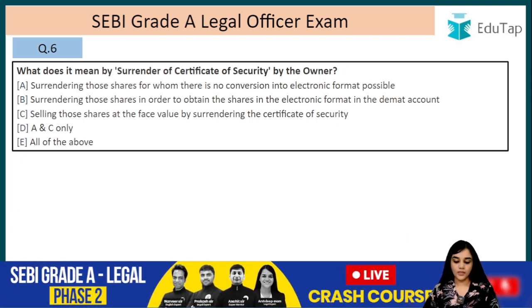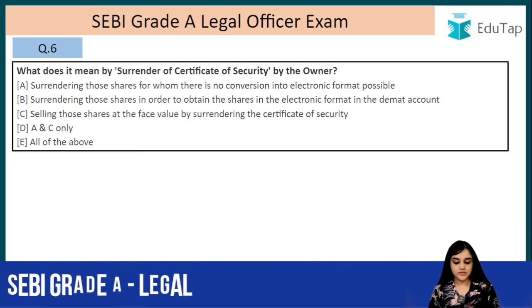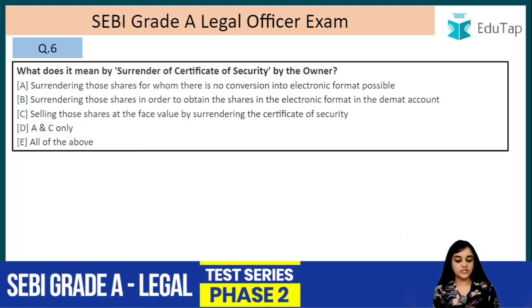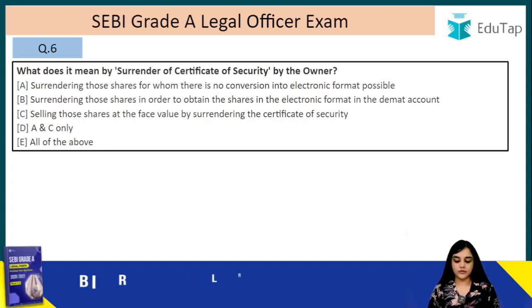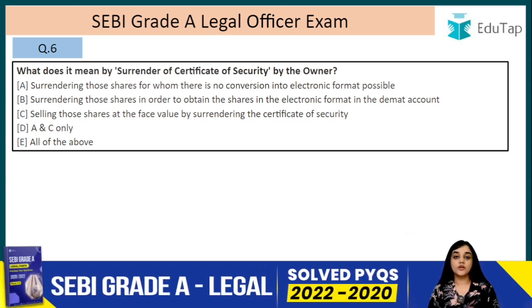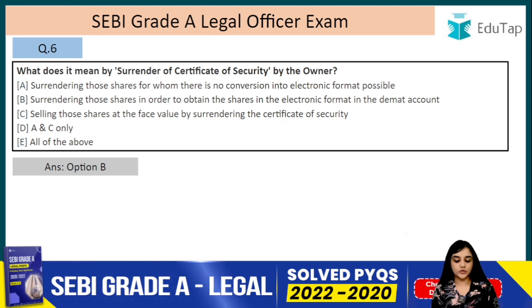Question number 6. What does it mean by surrender of certificate of security by the owner? Surrendering those shares for which there is no conversion into electronic format possible; surrendering those shares in order to obtain the shares in the electronic format in the demat account; selling those shares at the face value by surrendering the certificate of security; A and C only, or all of the above. The answer is B, that is what is surrendering. Surrendering means surrendering those certificates in order to obtain the shares in the electronic format in the demat account.